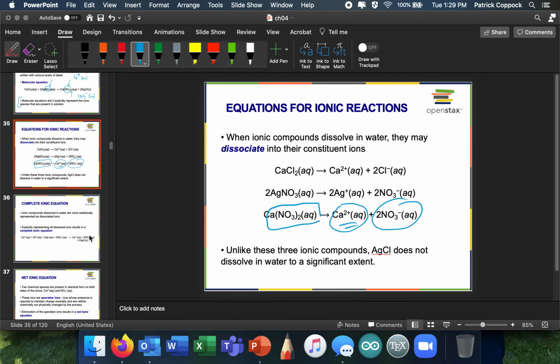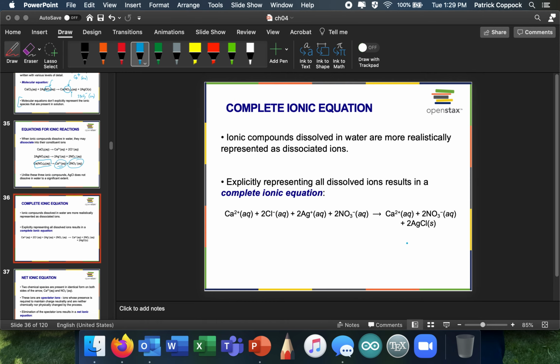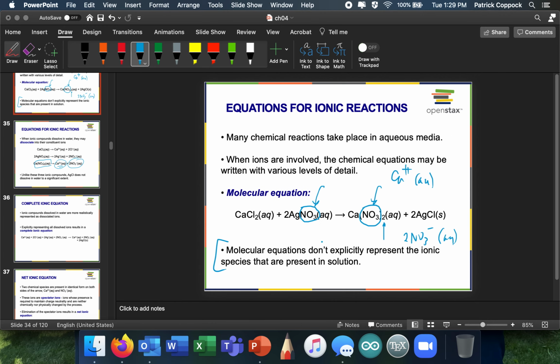So let's go back and look at the molecular equation. Aqueous means that the calcium is by itself and the chloride is by itself. Aqueous means that the silver is by itself and the nitrate is by itself. Calcium is aqueous, nitrate is aqueous, but that is not aqueous, so I cannot split that out because it's solid. And again, the only reason I could split those up was because it was aqueous.